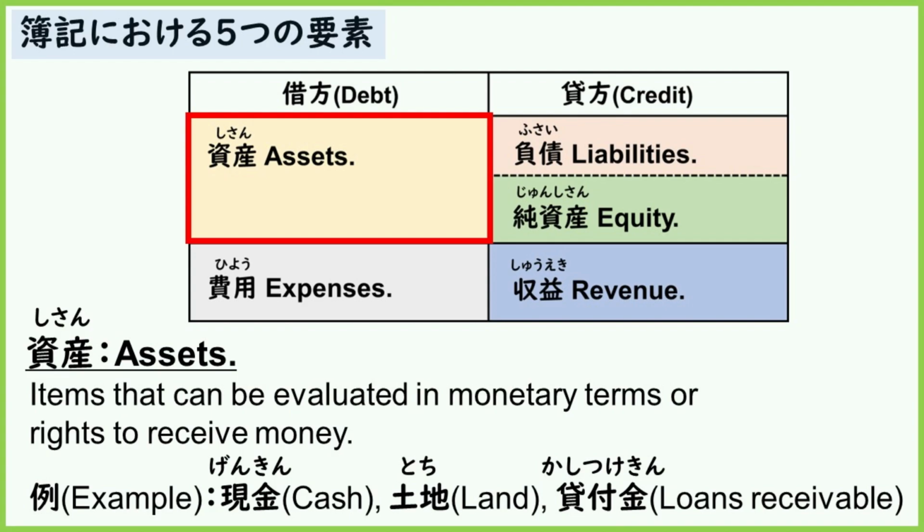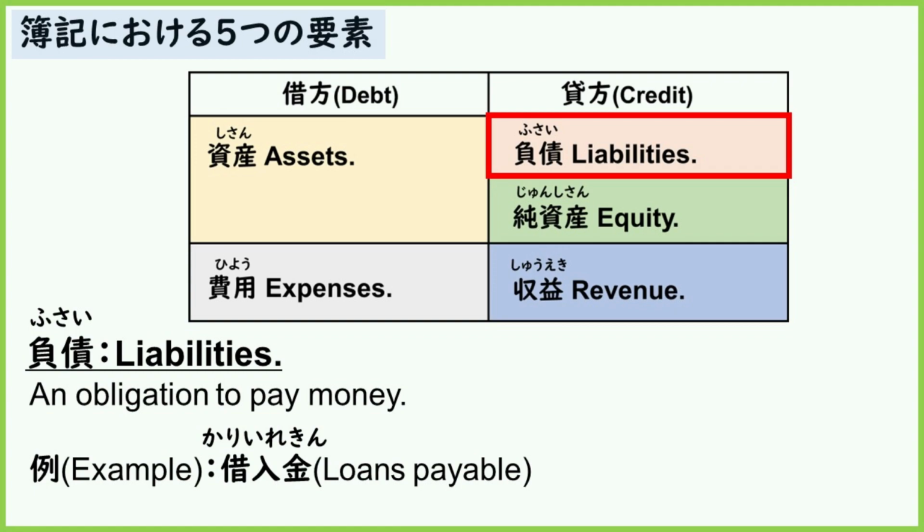Assets. Items that can be evaluated in monetary terms or rights to receive money. For example, cash, land and loans receivable are classified as assets. When a company lends money to another company, it creates a loan receivable, representing the right to receive the money back later.